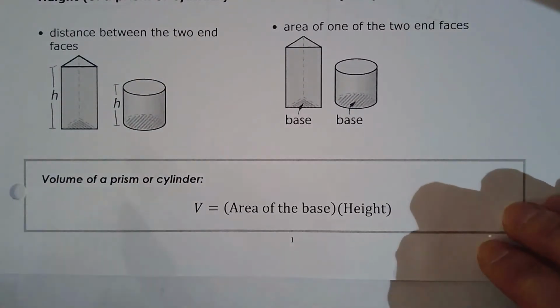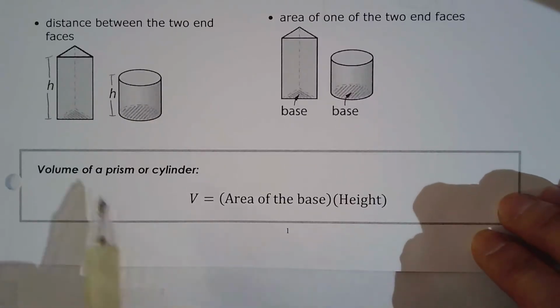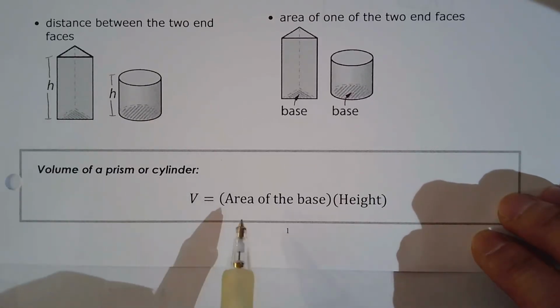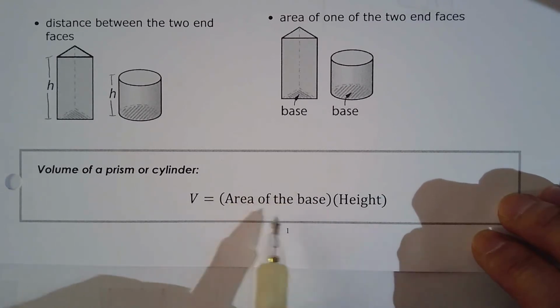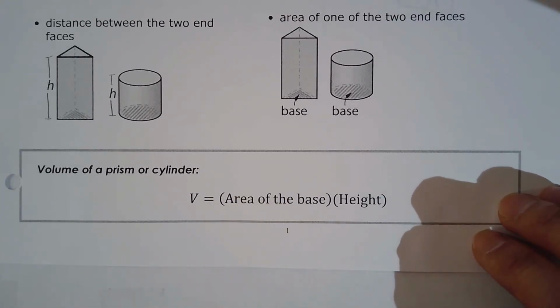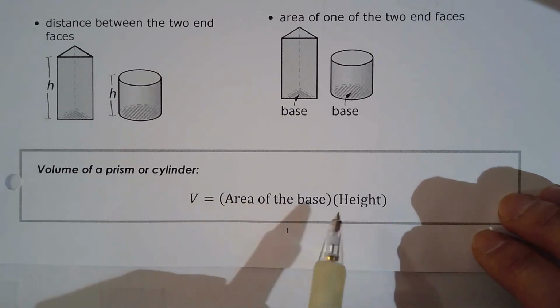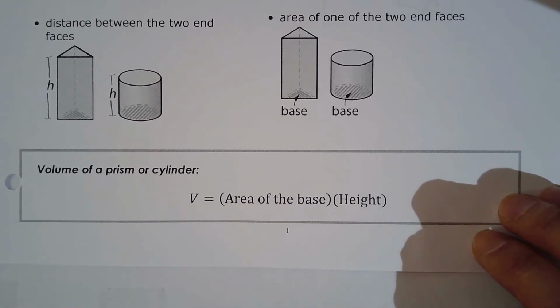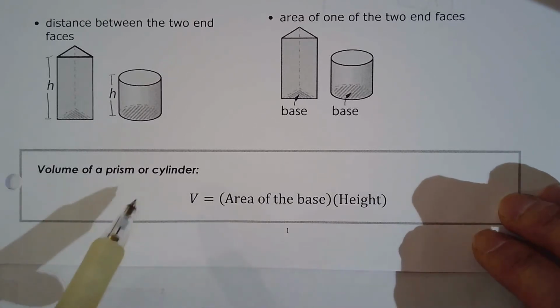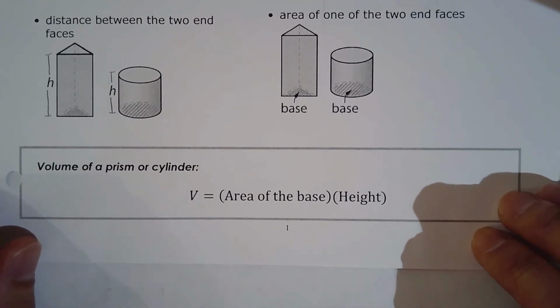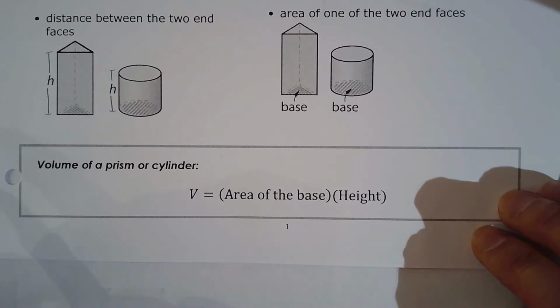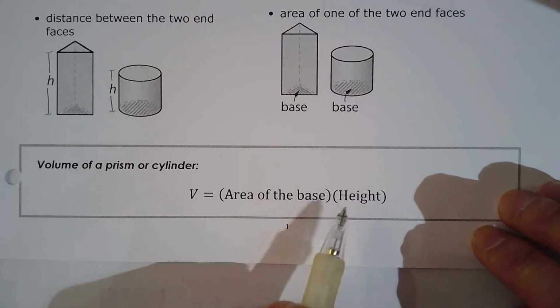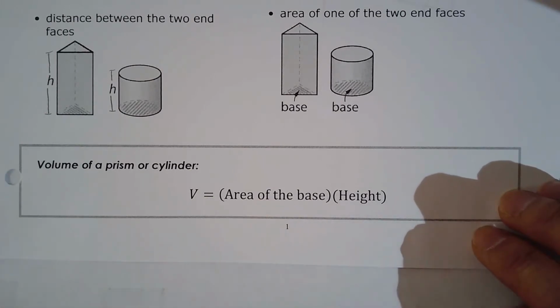So why do we care about the height of the cylinder or prism and the base area of the prism and the cylinder? Because the volume of a prism or a cylinder can be found by simply taking the area of the base and multiplying by the height. The area of the base times the height. That's how you're going to find the volume of any prism or cylinder. Now, if you ever forget this, that's okay, because you have your formula sheet. The formula sheet will give you all the formulas, but that's how we derive all the volume formulas for prisms and cylinders.